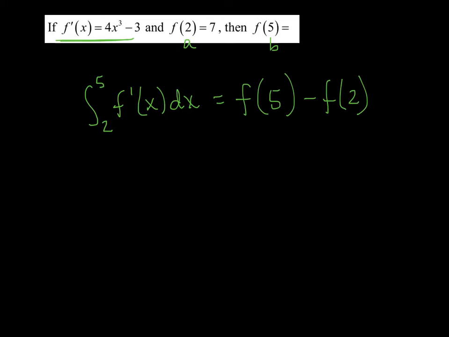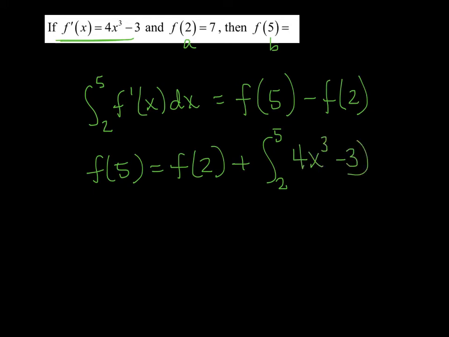So if I use the maneuvering that we just did on the previous one with the general formula, to get f of 5 by itself, I'd add f of 2 to both sides. So I'd say f of 5, what I want, is equal to f of 2 plus the integral from 2 to 5 of, and I'm going to plug in 4x cubed minus 3 dx. And so we should be able to evaluate this using what we know. So f of 5 is equal to f of 2, which is 7, plus the integral from 2 to 5 of 4x cubed minus 3 dx.